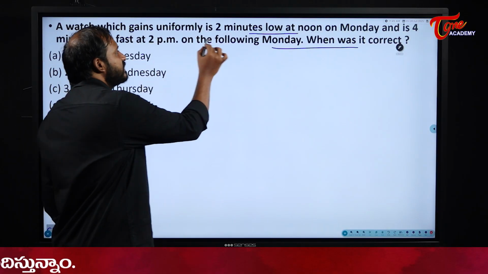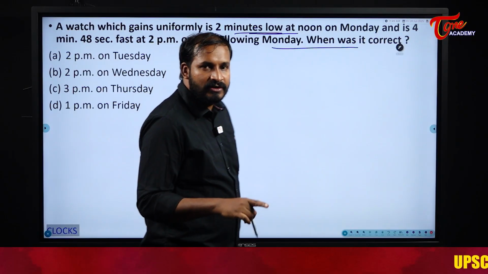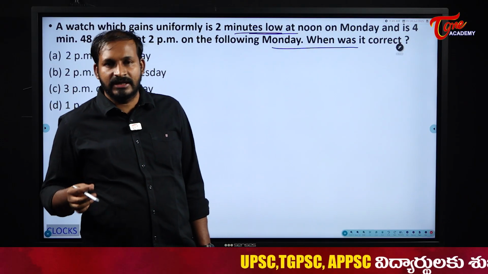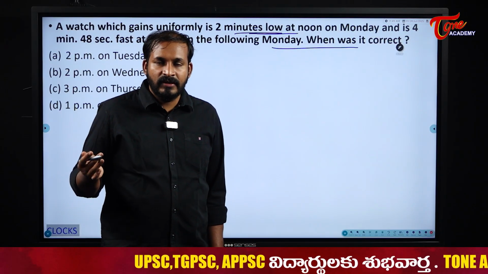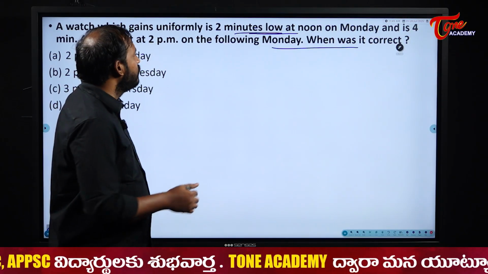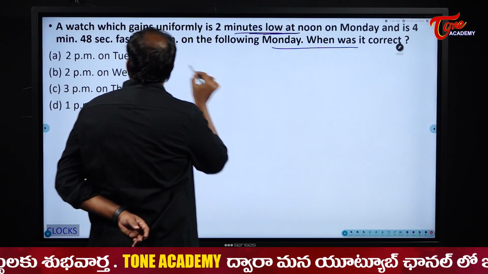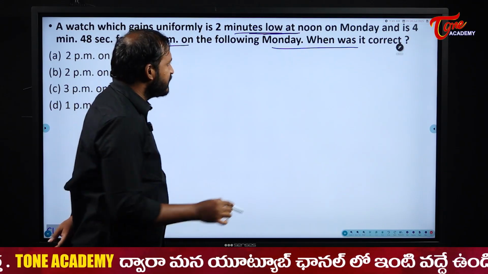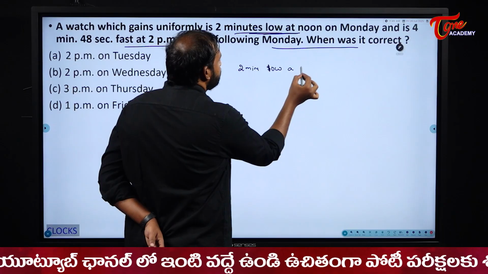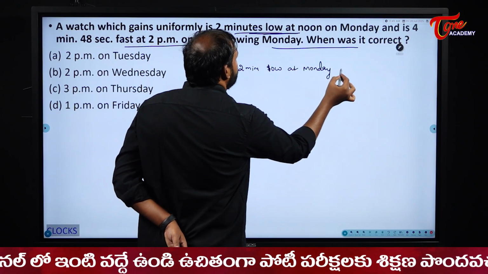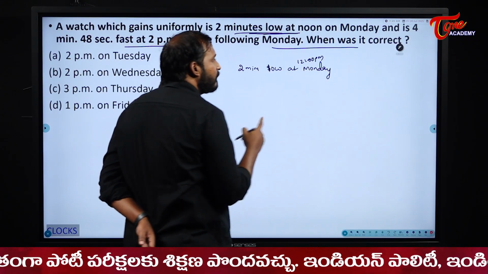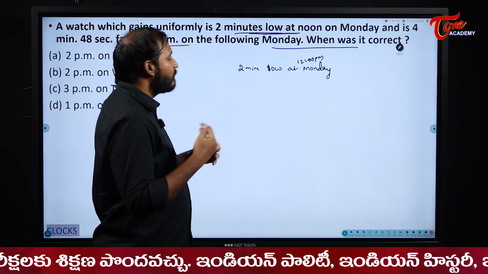Simply, a watch which gains uniformly is 2 minutes slow. The first doubt you will have is, sir, it is a gaining clock, how will it become 2 minutes slow? Means intentionally they made it 2 minutes slow and then they started calculating the things. Okay, don't think too much. Now, it is 2 minutes slow at noon on Monday. At noon on Monday means 12 p.m. on Monday, right? Now, slowly, anyway, this is a uniformly gaining clock.